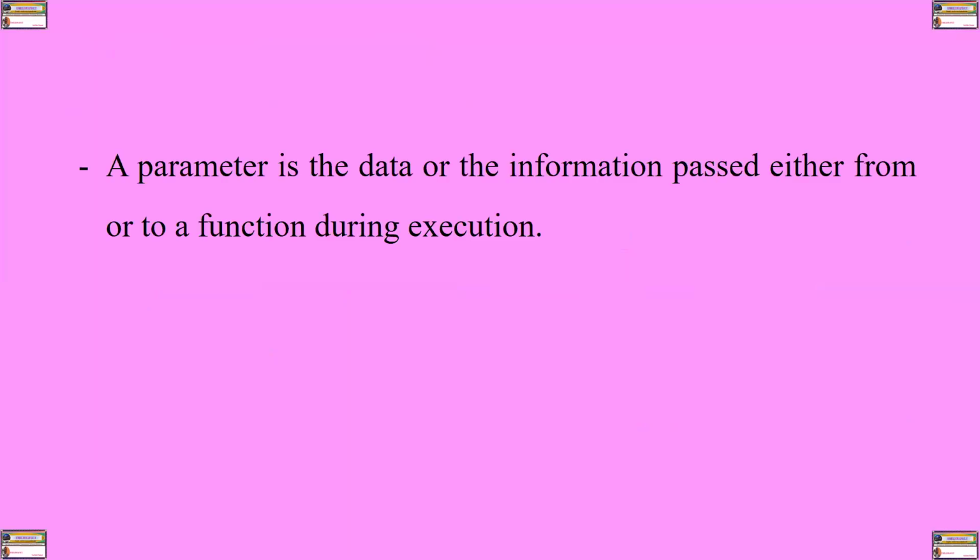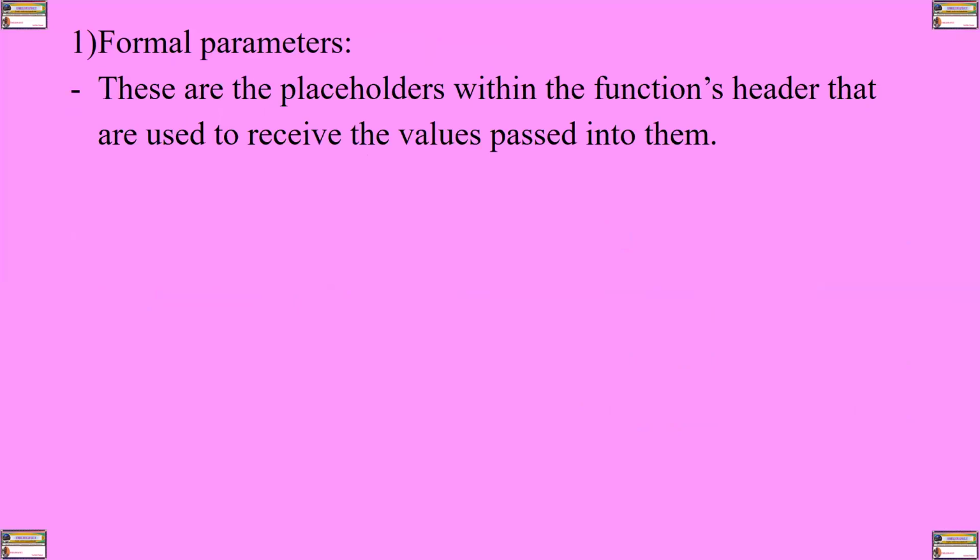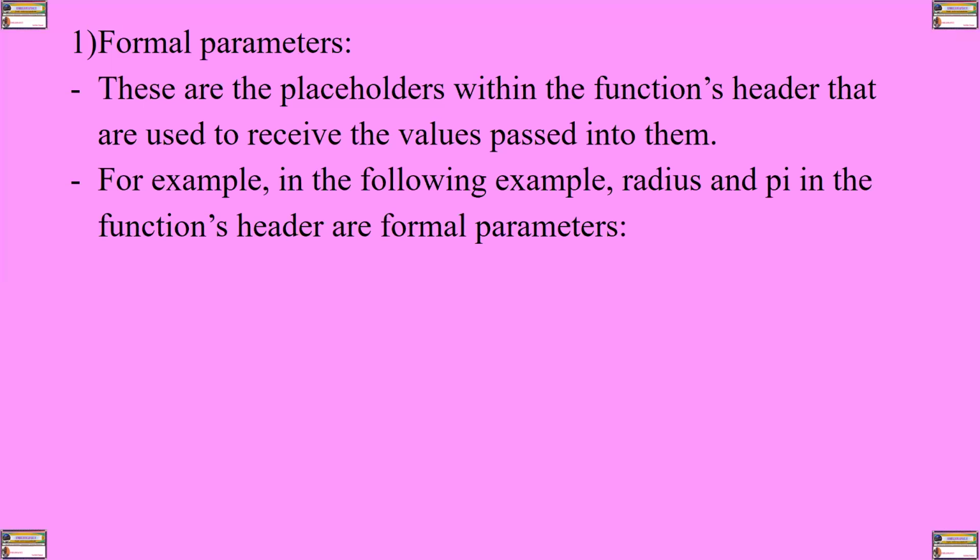A parameter is the data or information that is passed either from or to a function during execution. The two types of parameters in a program are the actual parameters and the formal parameters. What are formal parameters? The formal parameters are the placeholders within the function's header that are used to receive the values passed into them. For example, in the following example, radius and pi in the function's header are formal parameters.